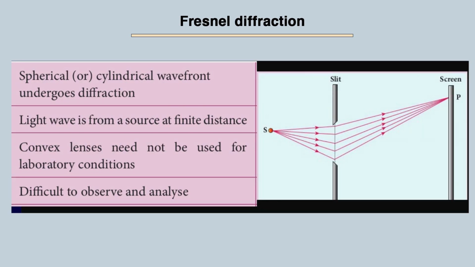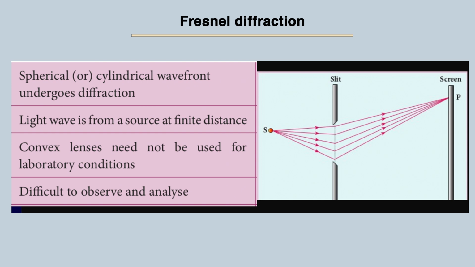This is the Fresnel diffraction. Here a spherical or cylindrical wave front undergoes Fresnel diffraction, and this light wave is formed at a source which is at a finite distance, and also one convex lens is needed to locate the particular light source at a specific distance, and it is difficult to observe and analyze. So, as far as experiments are concerned, observing Fresnel diffraction is very difficult.